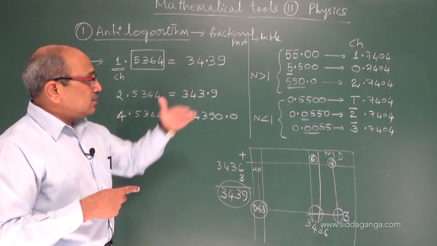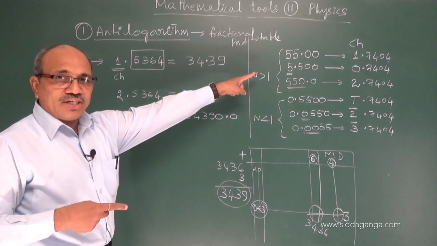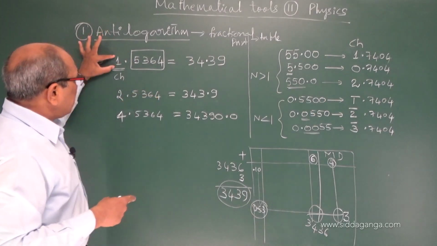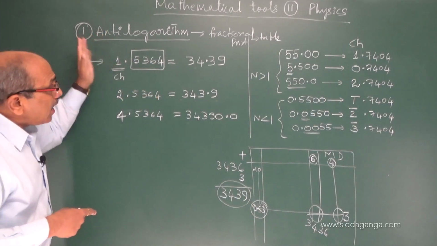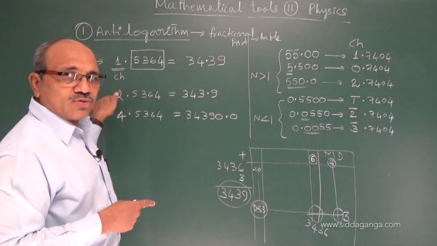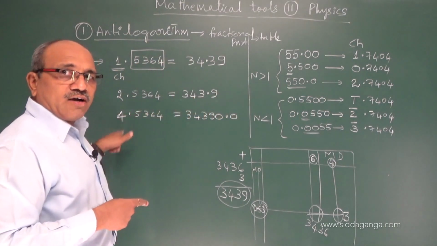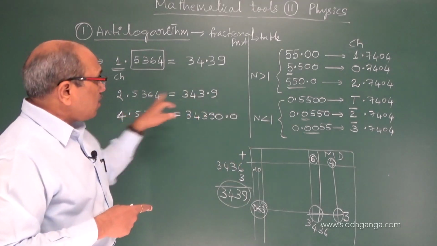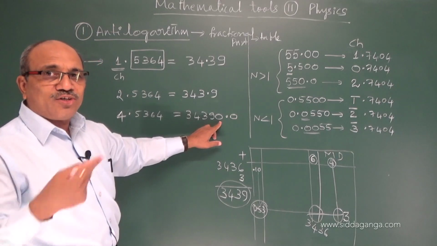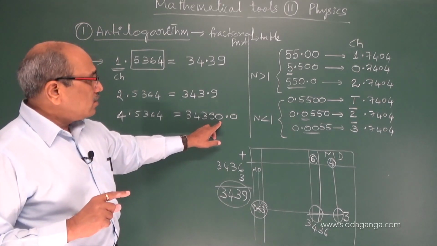Finding characteristic, if the number is greater than 1, count the digits, make one less. When finding anti-logarithm, see the characteristic, how much it is, add 1 and put the decimal point. If it is 1, after 2 digits. If it is 2, after 3 digits. If it is 3, after 4 digits. If it is 4, after 5 digits. If no digits are available, you have permission to put 0. I hope you followed.